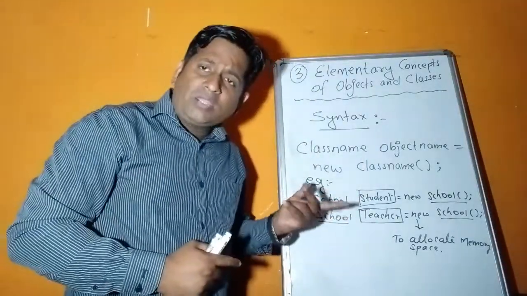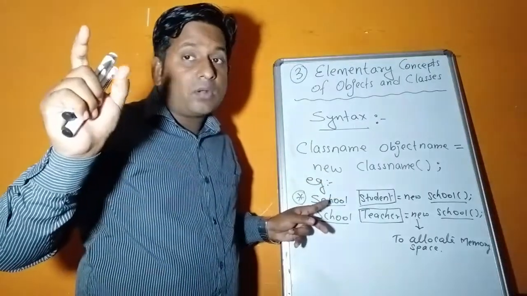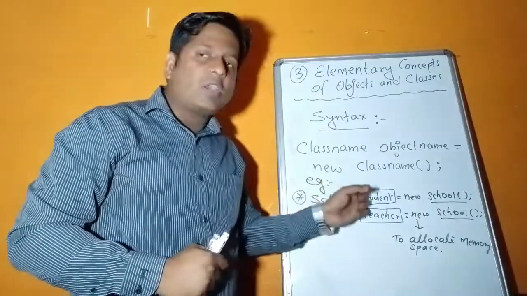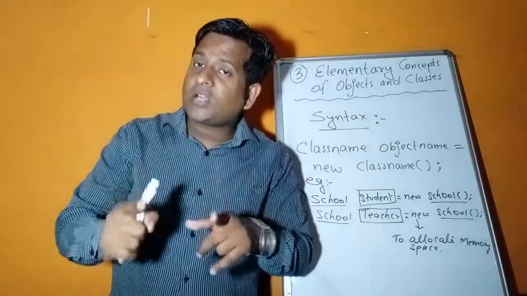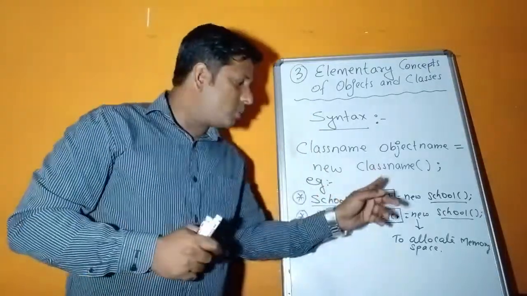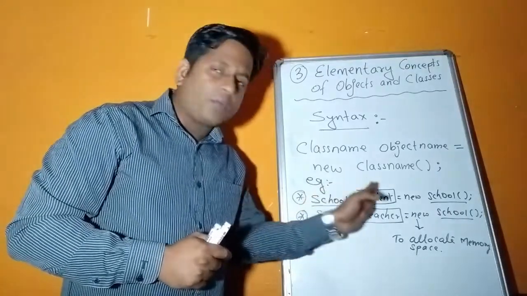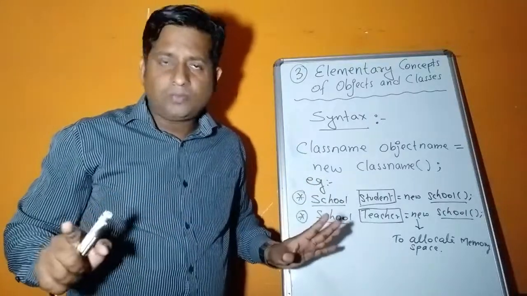So from here one thing is clear, that class is a user defined data type, because a data type is only used to create the object. So class is what? User defined data type. And what is object? Variable of class. So class is data type, object is variable. Both are user defined. Clear?